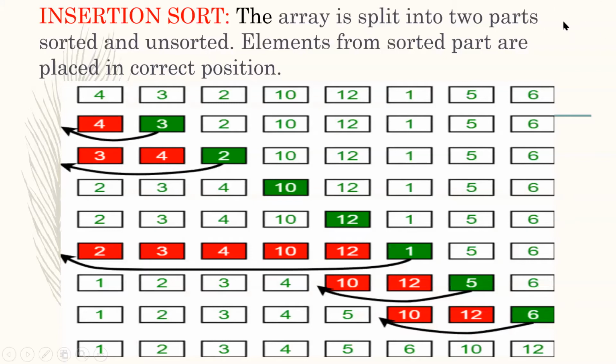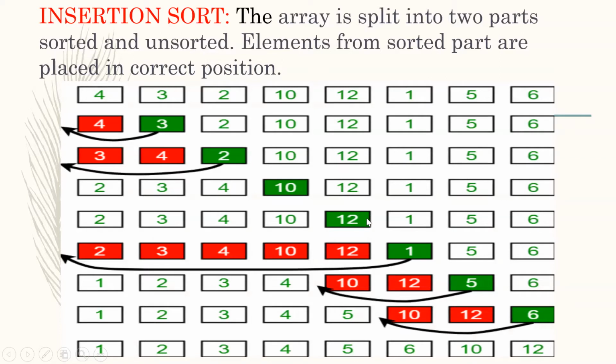In insertion sort, the array is split in two parts. The first part is the unsorted part and the other part is the sorted part. Then the elements from the unsorted part are placed in the correct position in the sorted part.